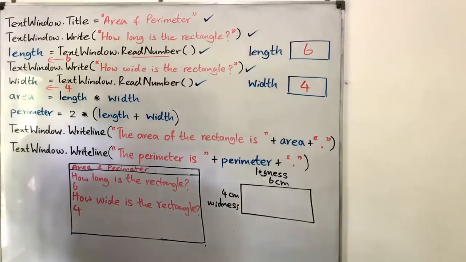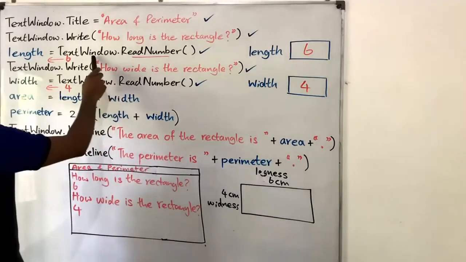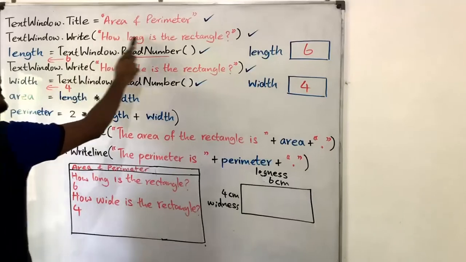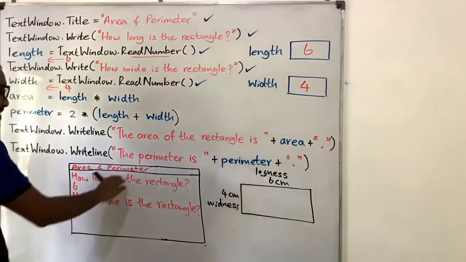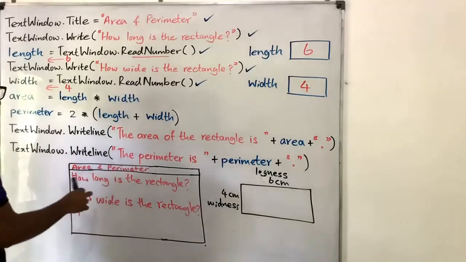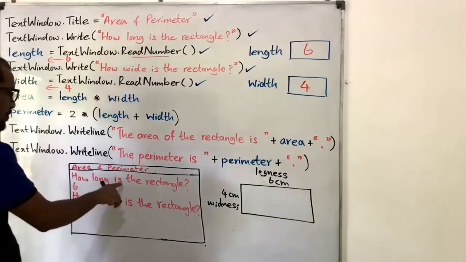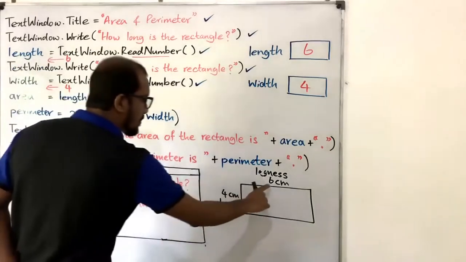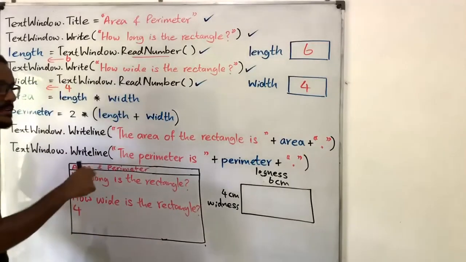Now in the third statement, what happens? After displaying this question, the user will enter a value. Here the question is how long is the rectangle? That value is 6. So the user will type 6 and press the enter button.